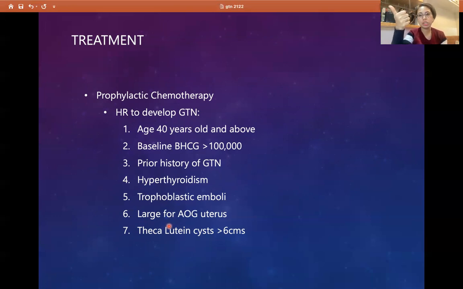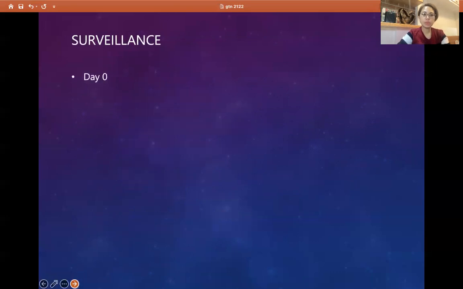Again, A, age, B, baseline beta HCG, H, history of GTN, hyperthyroidism, then TLT: trophoblastic emboli, large for gestational age, and theca lutein cyst. Again, the measurement should be more than 6 cm. So that will give us a higher risk to develop GTN. Again, theca lutein cysts are present in complete H-mole.